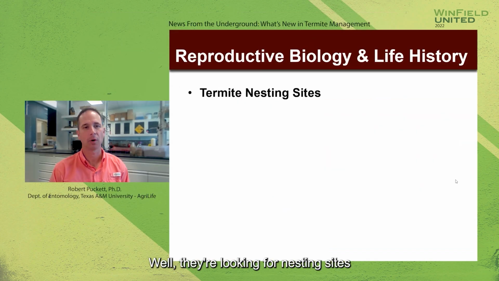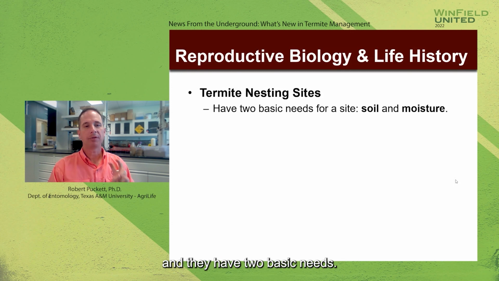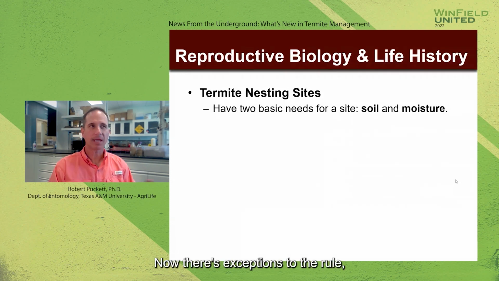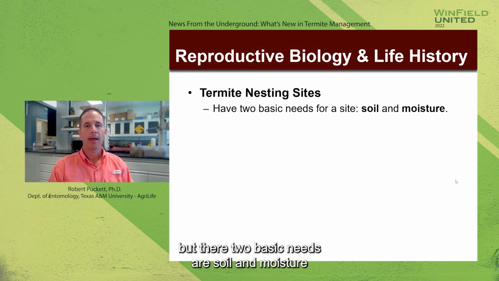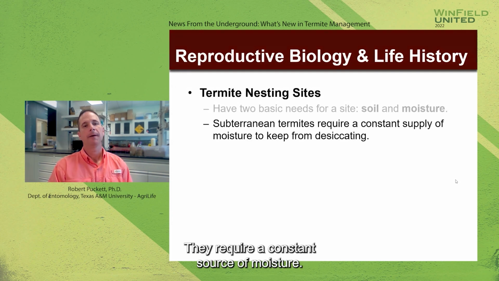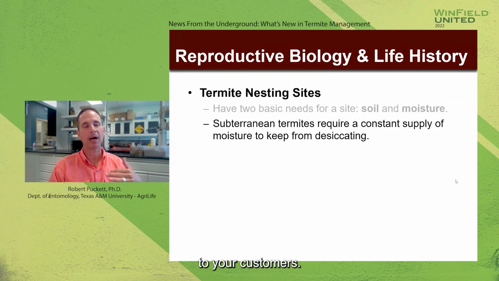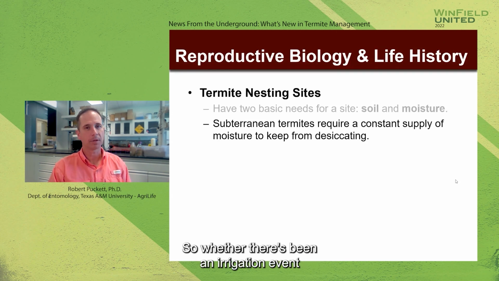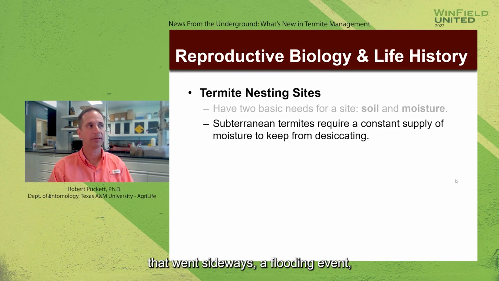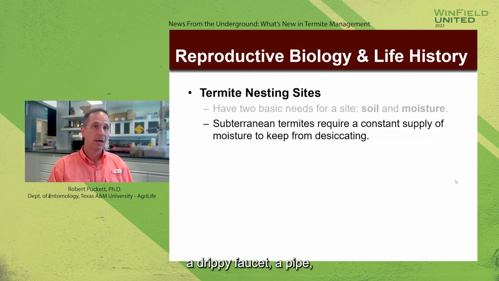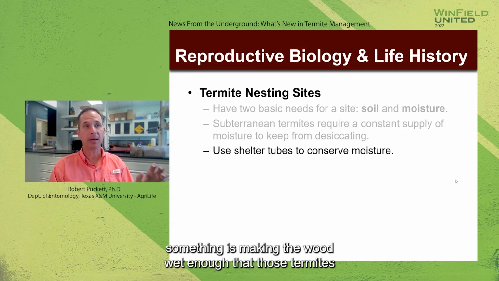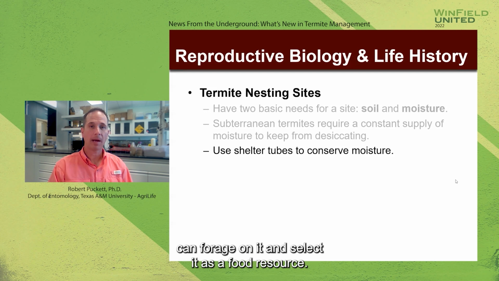So what are they looking for after they swarm? Well, they're looking for nesting sites. And they have two basic needs. Now, there's exceptions to the rule, but their two basic needs are soil and moisture when we're talking about subterranean termites. They require a constant source of moisture. And this is why it's so important to communicate this to your customers. If you've got a subterranean termite colony that's foraging on a house, or in the case of Formosan termites, have moved into the structure, they've found moist wood. So whether there's been an irrigation event that went sideways, a flooding event, a drippy faucet, a pipe, something is making the wood wet enough that those termites can forage on it and select it as a food resource.